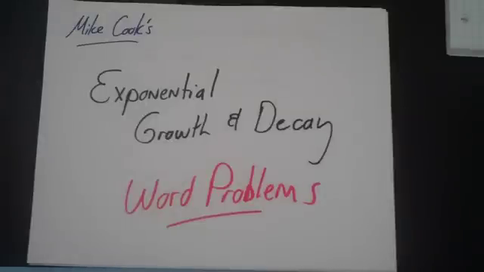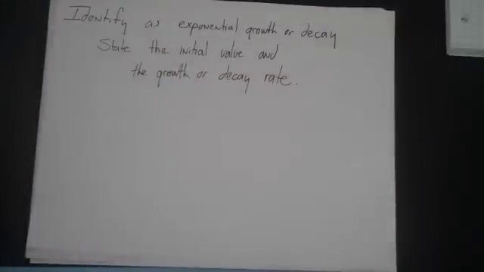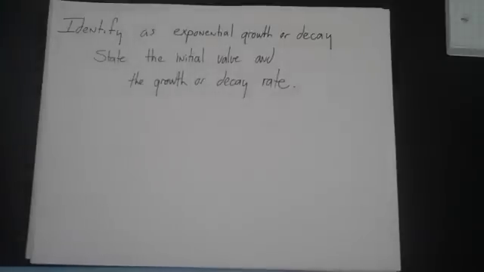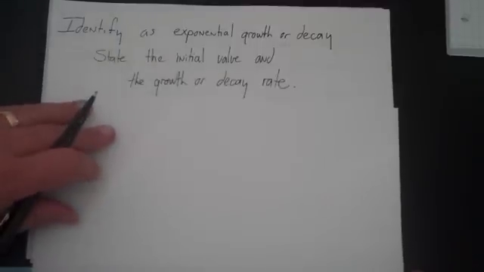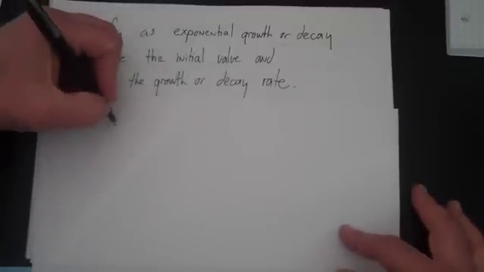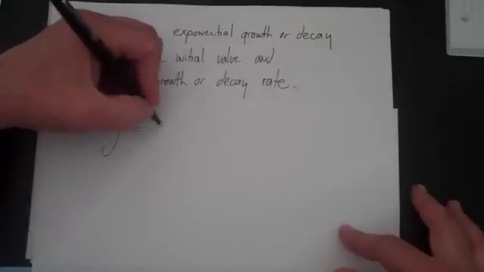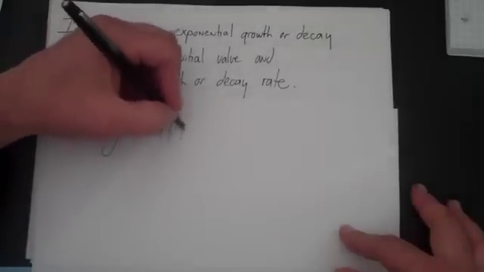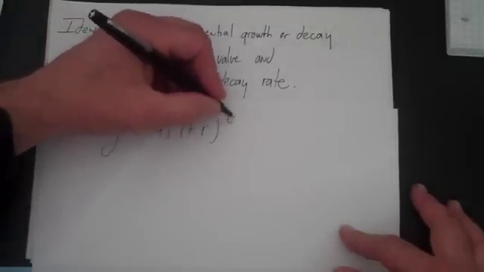Now let's look at exponential growth and decay word problems. So the very first thing is let's identify each problem as exponential growth or decay, state the initial value and the growth or decay rate. And this is actually very easy if we think about writing an equation, the function y is equal to a(1 plus r)^t.